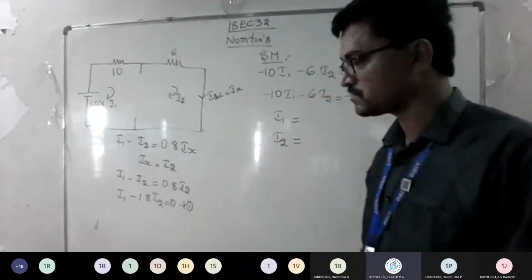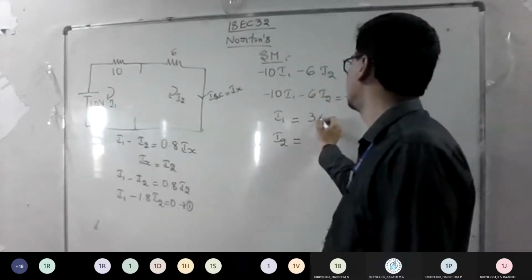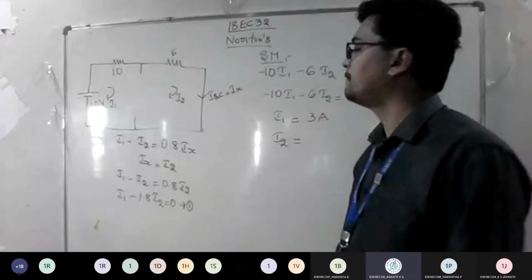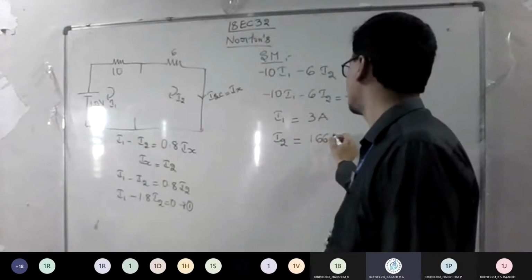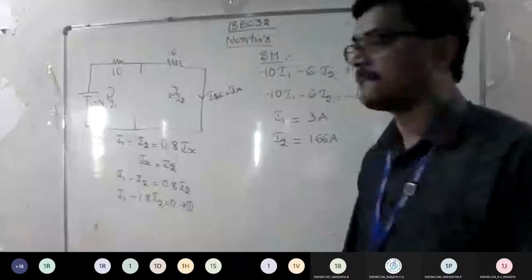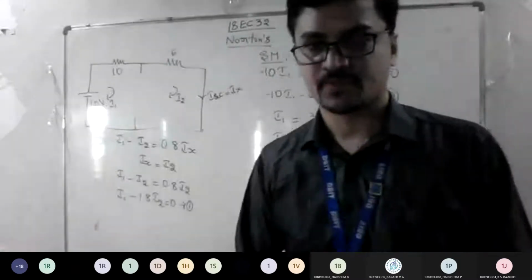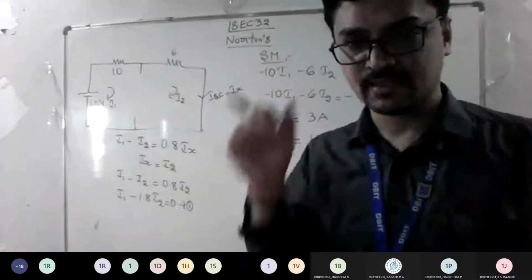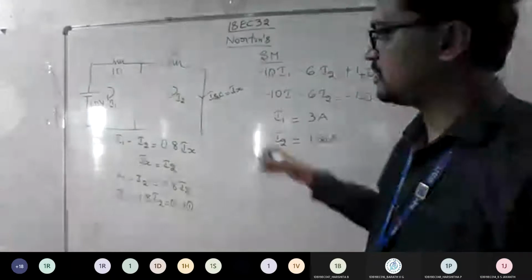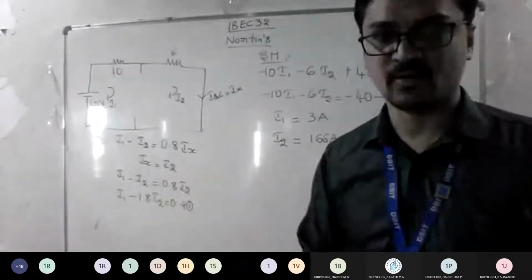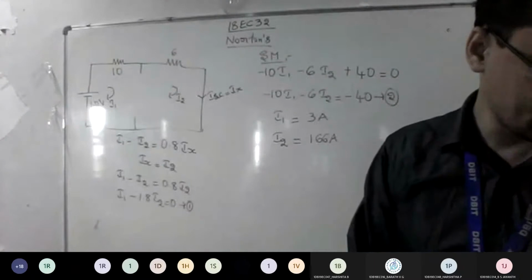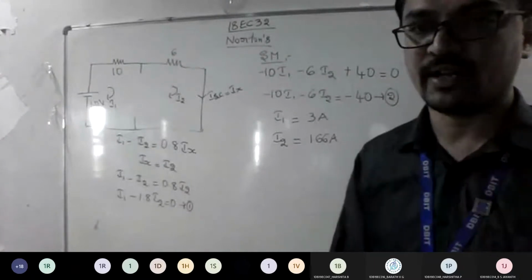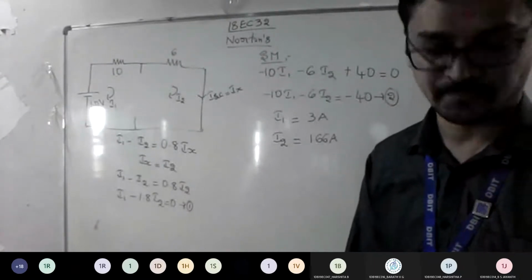I1 is 3 ampere, sir. 3 amps. Okay, good. And I2 is 1.66 ampere. 1.66 amp. So you get both currents positive. Yes, sir. It means the assumption we have taken is correct. If it was negative, the assumption should be reversed. That is the only thing you should be aware of. So others, everyone got the same answer? Your friend told the answer for I1 and I2. Is it okay till here?